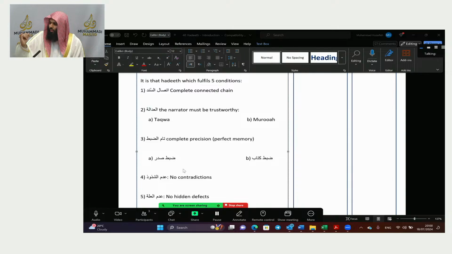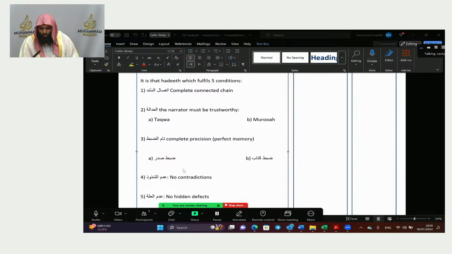Complete chain. Can't have any hidden defects. Can't have contradictions. Do you know what contradictions means? Yeah, one person says one thing, other person says something else. Missing 2 things that have to be there. Complete precision, perfect memory. Good. And last one? It's about the narrator. Give you a clue, like he can't be a liar. They have to be trustworthy. Good. So these are the 5 conditions.